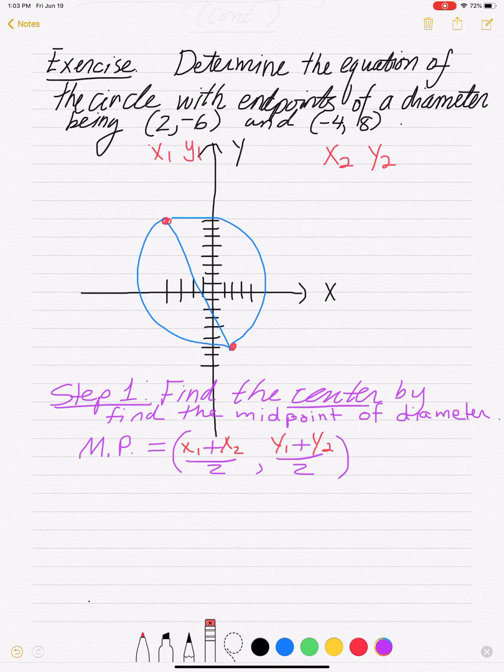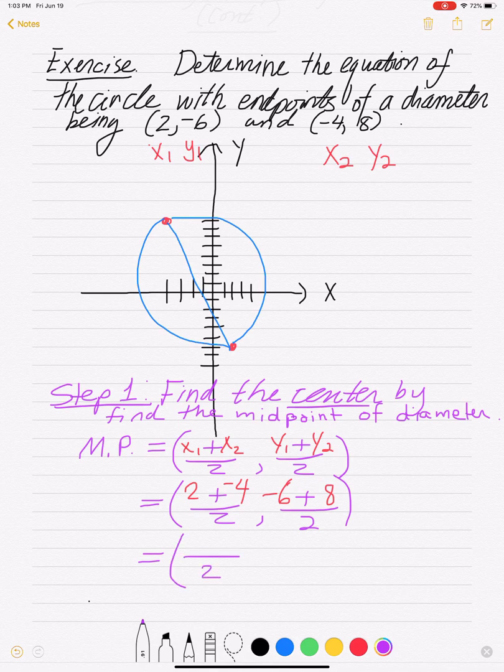So let's plug in. In place of x1, I'm going to put 2. In place of x2, I'm going to put minus 4. In place of y1, I'm going to put minus 6. In place of y2, I'm going to put 8. All right, so let's clean this up. 2 plus negative 4 is negative 2. Negative 6 plus 8 is 2. So we reduce these: negative 2 divided by 2 is negative 1, and 2 divided by 2 is 1. So there's your center (-1, 1). The center is the midpoint.